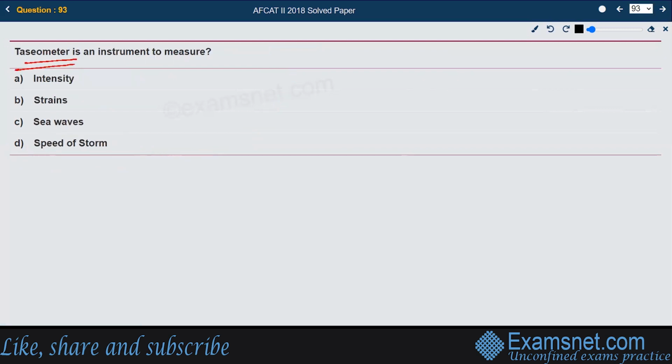Tasimeter is an instrument to measure what? Is it intensity, strains, sea waves, or speed of storm? The right answer is that it measures intensity. It doesn't measure any of the others, it measures intensity. What does a tasimeter measure? It measures intensity. The right answer is option A.